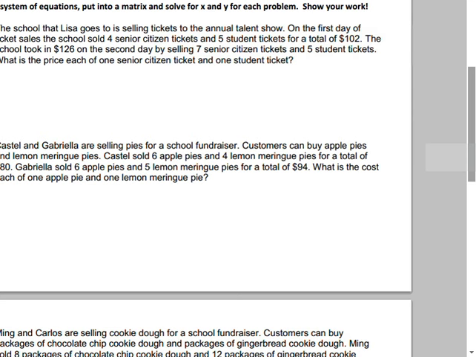All right. Well, we better start by picking what X and Y are going to be, right? I would recommend that the first thing that shows up, in this case senior citizen tickets, should be X. X is going to be senior citizen tickets. Y is going to be student. All right, so if they sold 4 senior citizen tickets plus, it's 4 X's plus 5 student tickets, that's 5 Y's, what did they get?